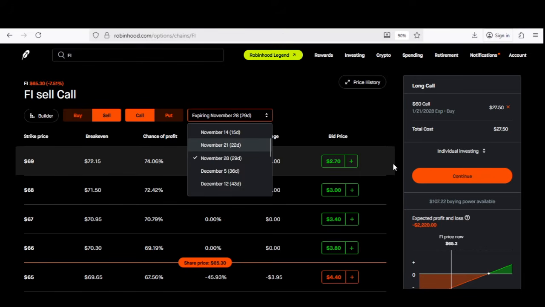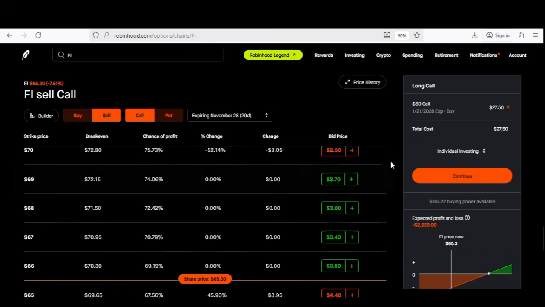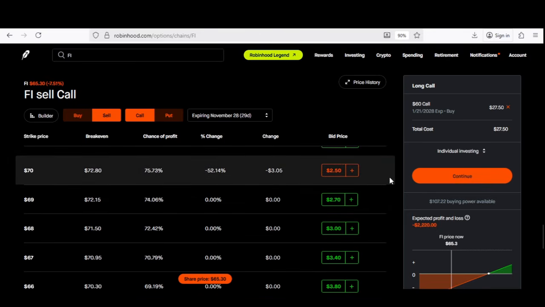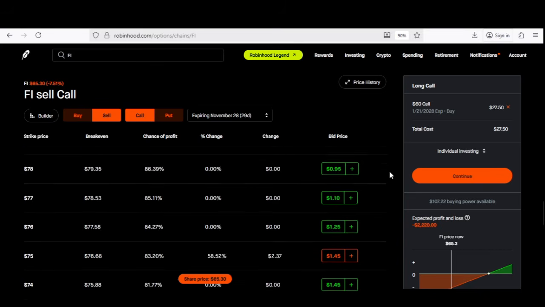So my strategy is that now that I have sell and I have call and I have my short dated expiration date, I'm going to go ahead and choose my strike price. The strike price I'll be choosing is going to be above the current share price of 65. And I'm going to go all the way up because I'm looking at this here, a chance of profit. So let's keep going. I'm going to go all the way up.